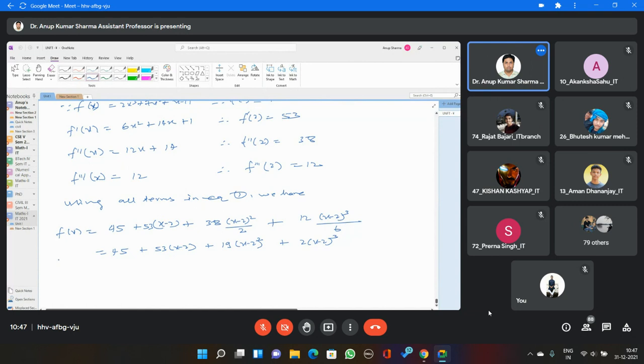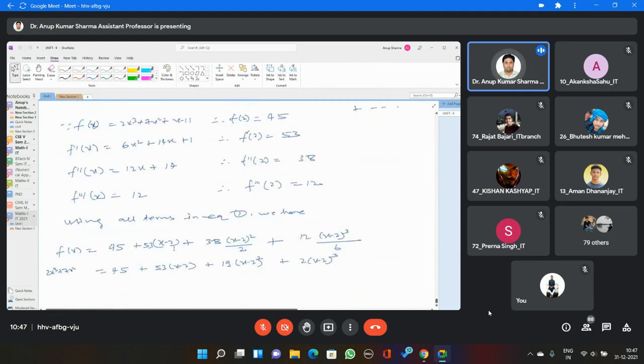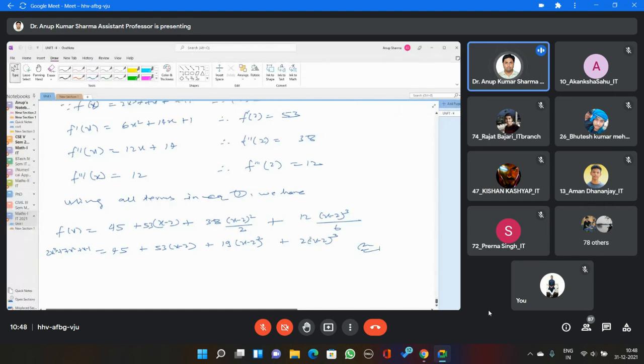Okay, so this is your answer: 2x cube plus 7x square, plus 1 times x minus 1. Okay, so this is your answer. So if there is a question to approximate the value, this is the expansion of this one using Taylor's expansion.